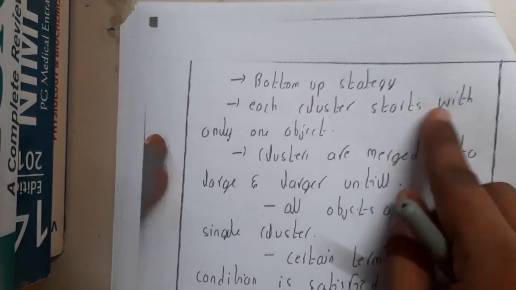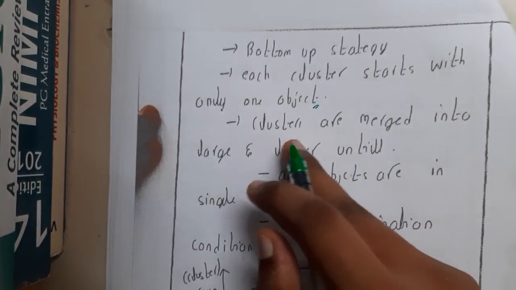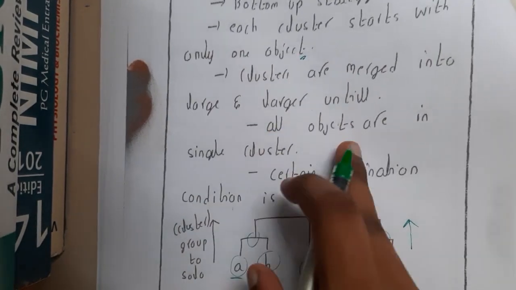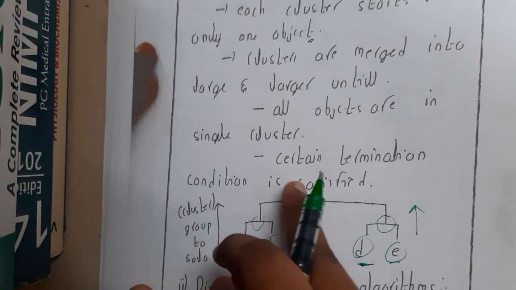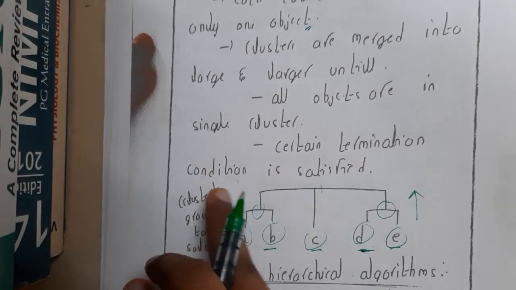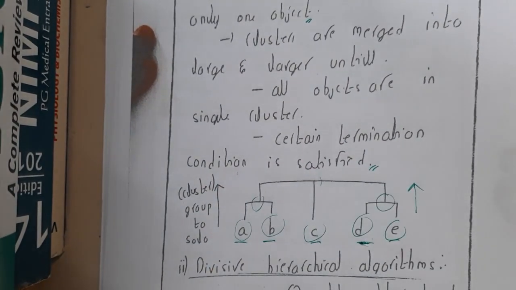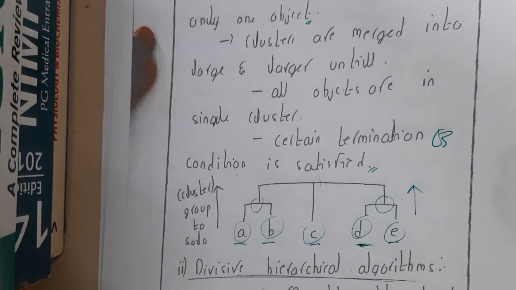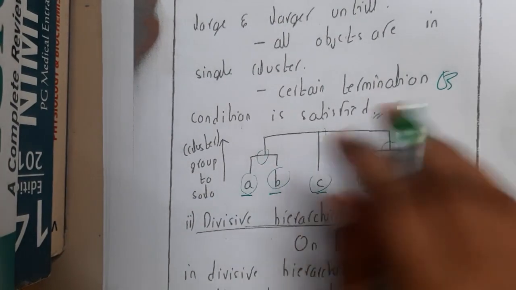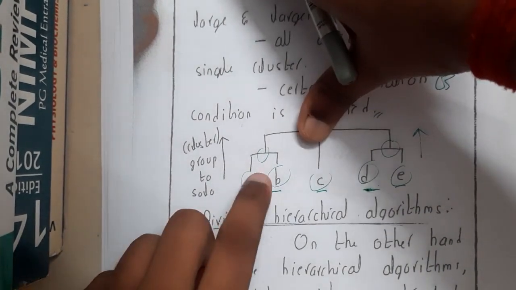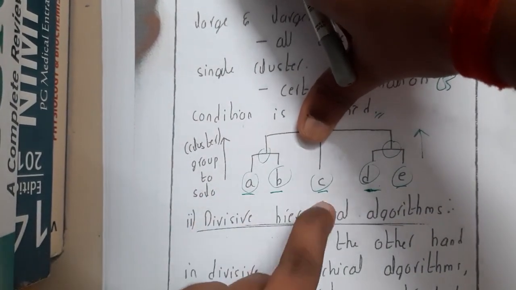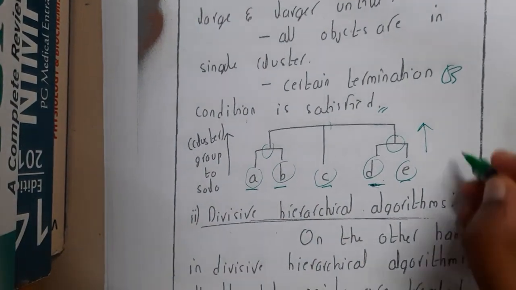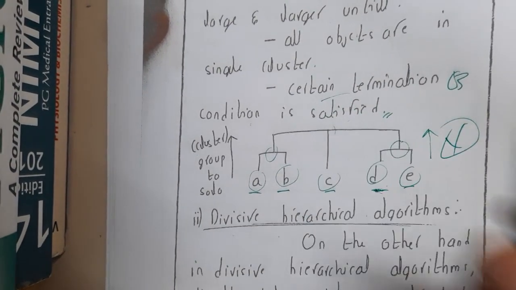Each cluster starts with one single object, and clusters are merged into larger and larger units until a certain termination condition is satisfied. So you combine until some condition is met. For example, if you want 3 clusters at the end, once you reach 3 clusters you will stop instead of combining them directly. Here you have AB as one cluster, C as a solo cluster, and D as a single cluster. So here we have 3 clusters. Based on your condition, you will stop.